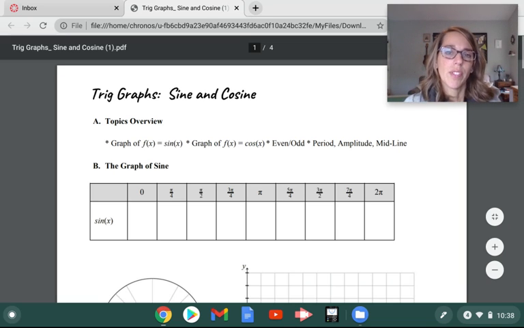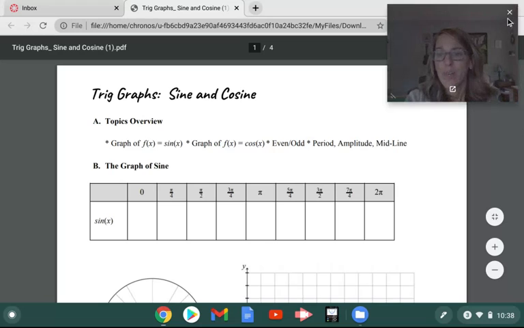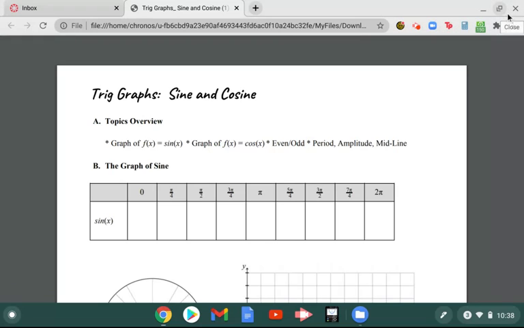We're going to look at the graphs for the sine and cosine functions. As we're looking at these graphs, we're also going to take a look at some of their properties, including even or odd, which are properties of symmetry, the period, the amplitude, and the midline. We're going to start with the sine function.